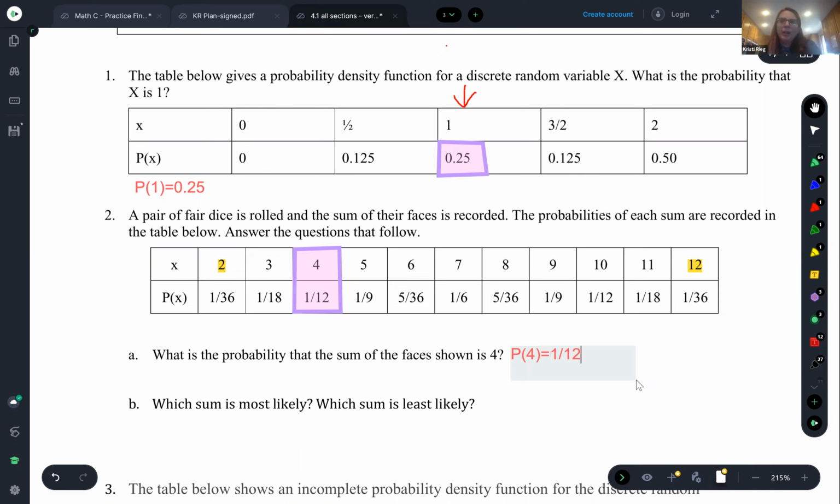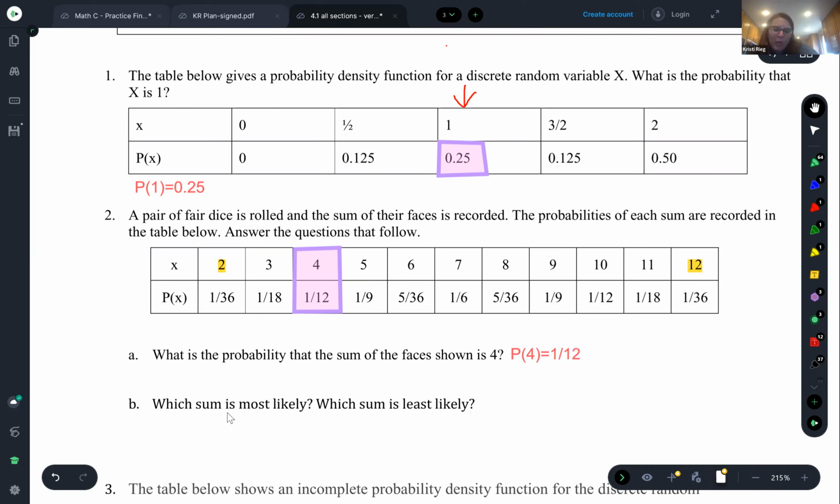Now, I would like it better if it was a 1 and then a line and then a 12 underneath. We're dealing with our limitations here, and this is how I'm able to type, so we're going to just go with it for now. Okay, so 1 out of 12. When you type it in the computer, you'll be able to use the top and bottom thing.